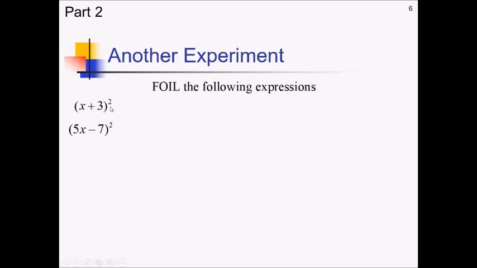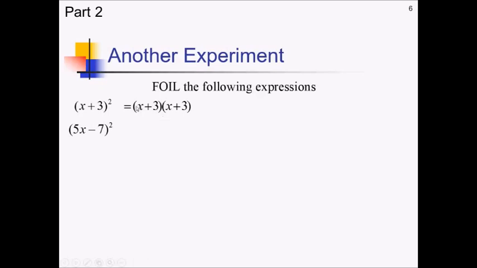So when you're squaring something, you're multiplying it by itself. This is really x plus 3 times x plus 3. So pause the video and actually multiply that out and simplify it to see what we get. And then do the same with this 5x minus 7 quantity squared down here.